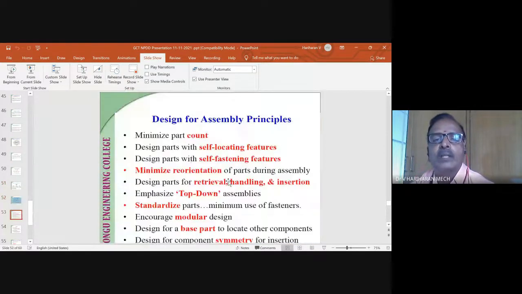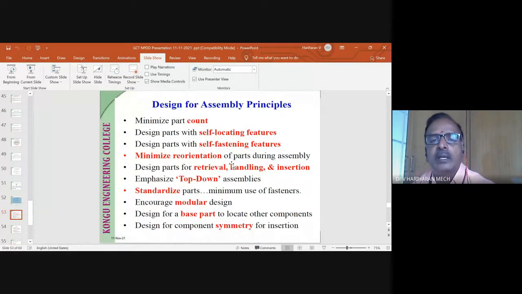Okay. Then design for assembly principles. While you are making a design, minimize the part count. Design parts with a self-locating feature. While making an assembly, you should always require the minimum number of parts. Parts with a self-locating feature will be located automatically, self-locating, then self-fastening. Then minimize the reorientation of the parts during assembly. Reorientation means a minimum displacement will be required for assembly purposes. Then design parts for retrieval, handling, insertion; all these things are very essential.